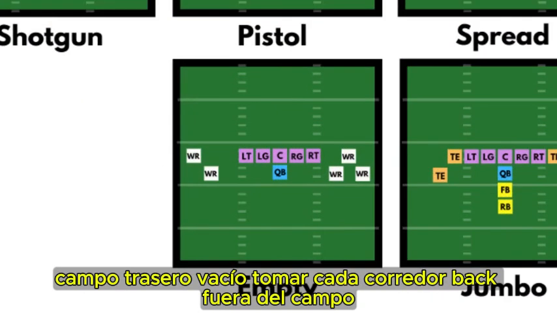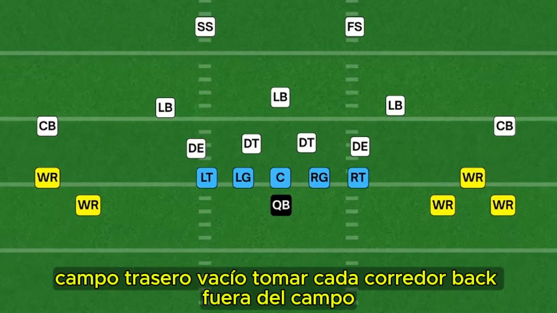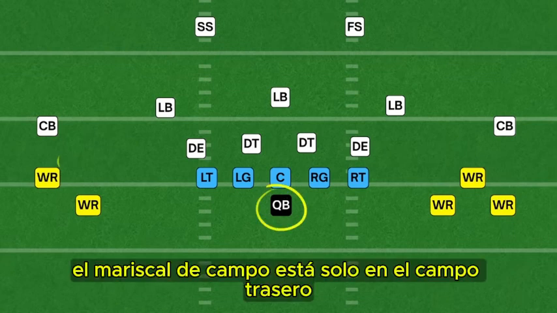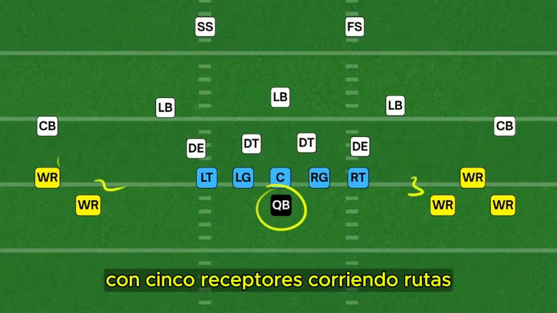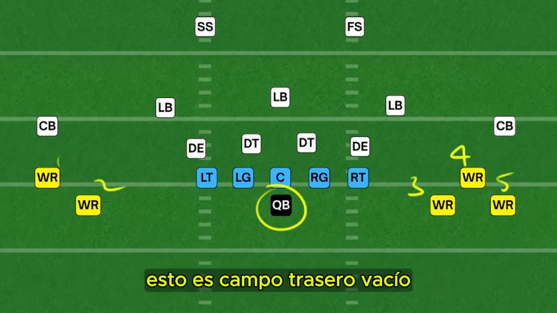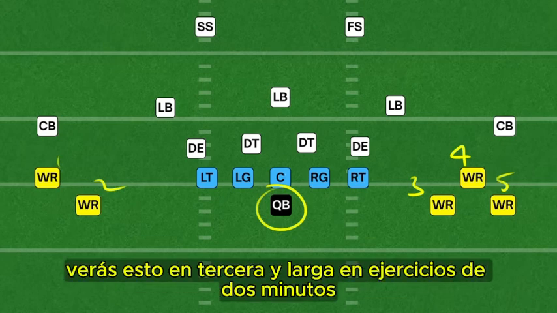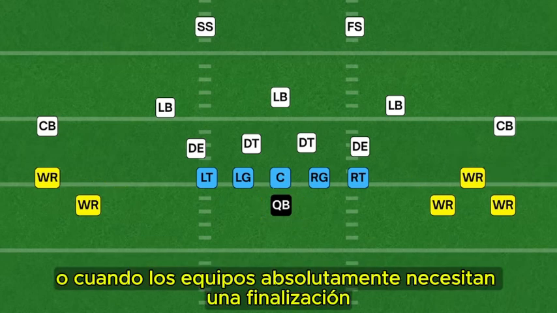Empty backfield. Take every running back off the field and replace them with receivers. The quarterback stands alone in the backfield with 5 receivers running routes. This is empty backfield, and it's the ultimate passing formation. You'll see this on 3rd and long in 2-minute drills or when teams absolutely need a completion.